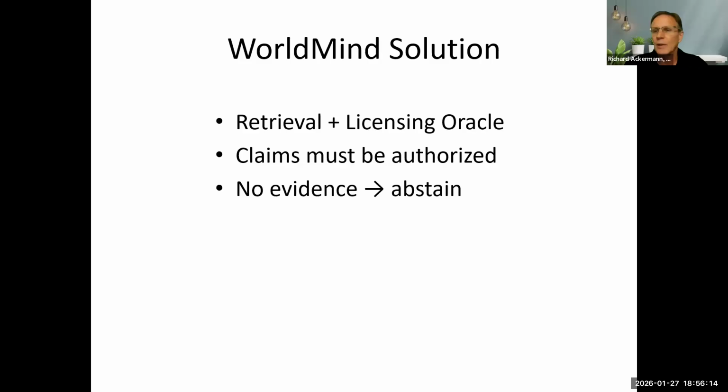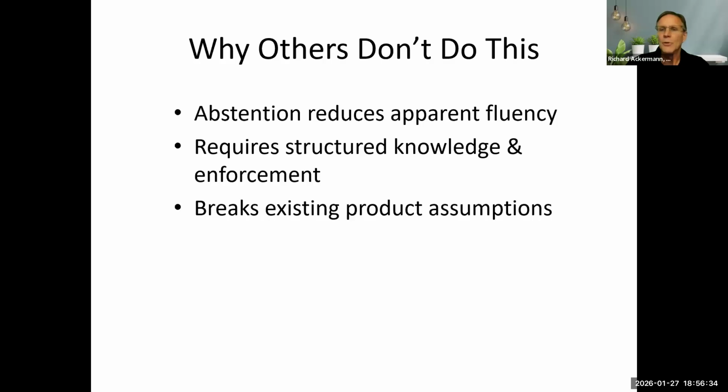So WorldMind solves this by authorizing answers instead of guessing. We combine retrieval augmented generation with a licensing layer that verifies whether a claim is supported by structured knowledge. If it's supported, the model answers. If it's not, the system abstains. No hallucination, no speculation. Most AI companies don't do this because abstention reveals what an LLM does not know, and it requires a different architecture. So we're optimizing for trust, not fluency.